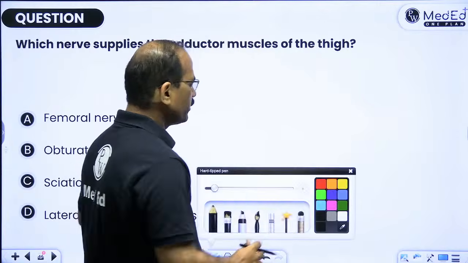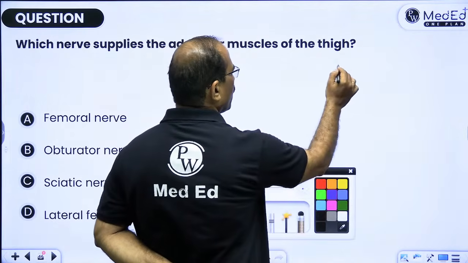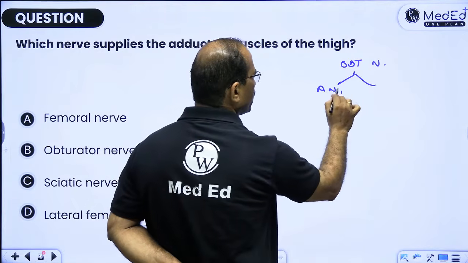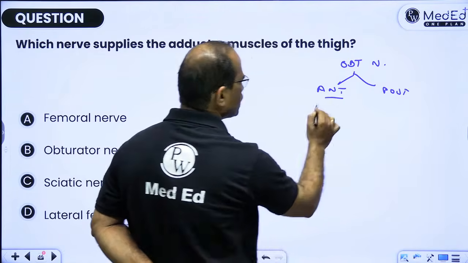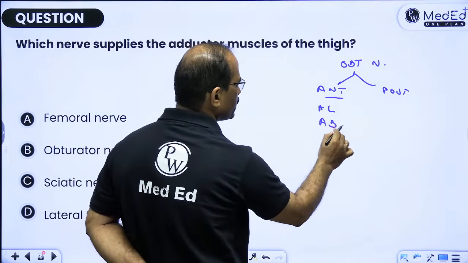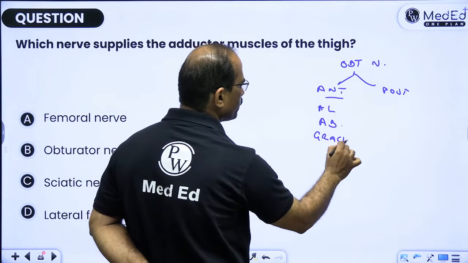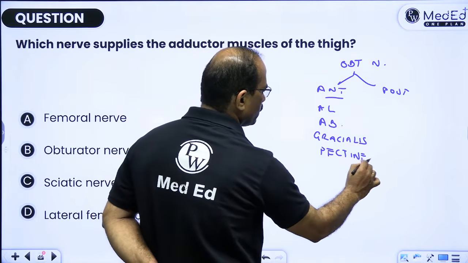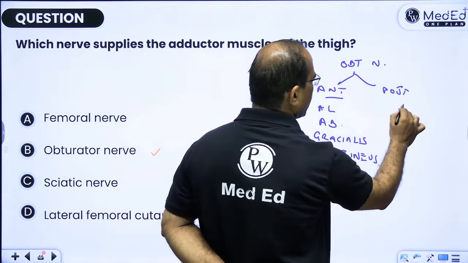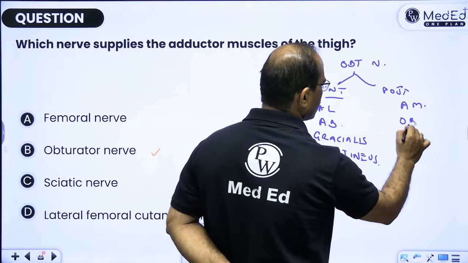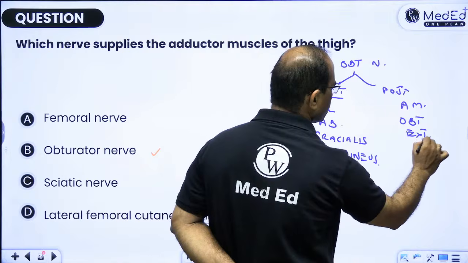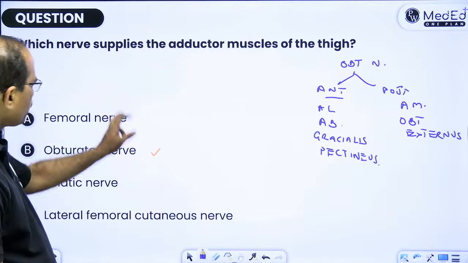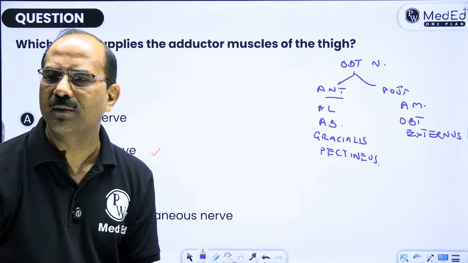I'll just again write this for you. So obturator nerve का anterior and posterior division है. Anterior division supplies the adductor longus, adductor brevis, gracilis and pectineus. Posterior division supplies the adductor magnus and the obturator externus.